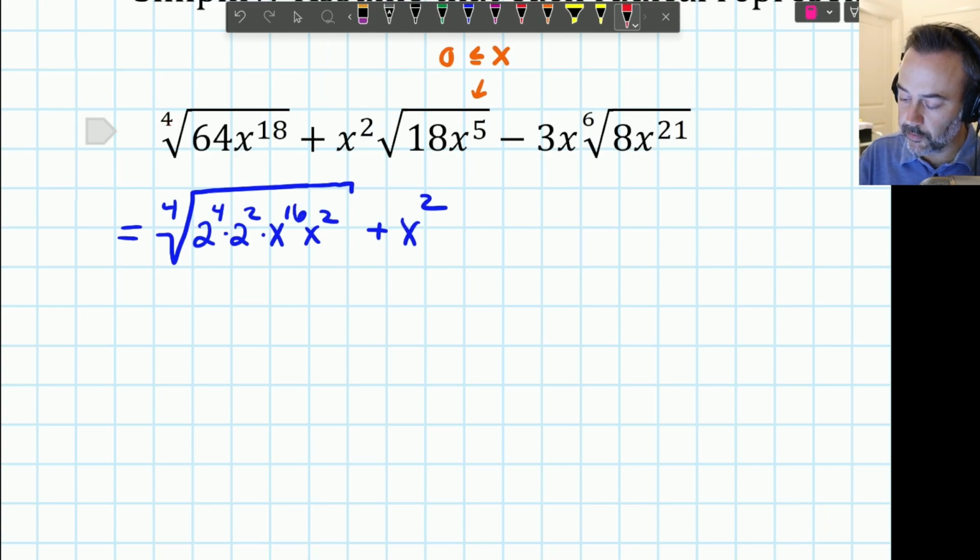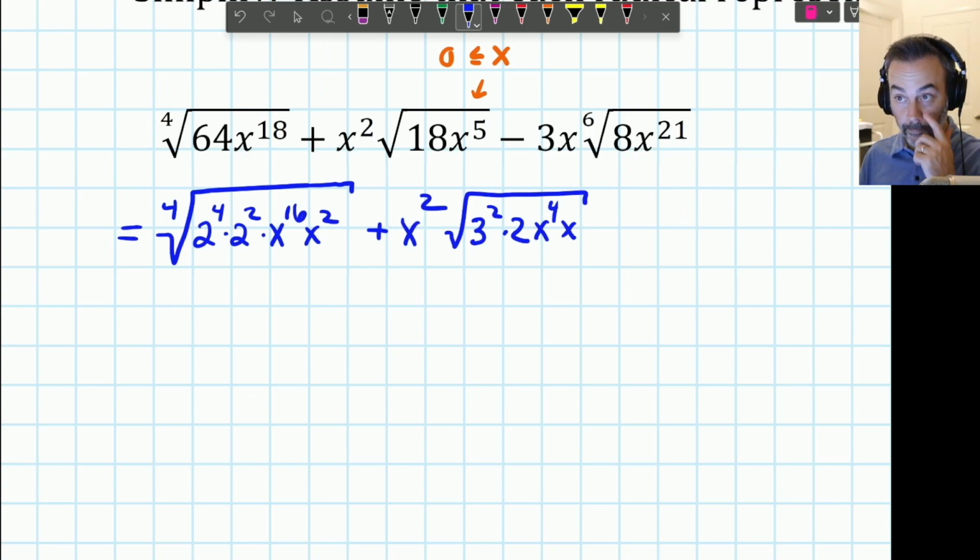Okay, now this first one was a 4th root. This is a square root. So now underneath this, I want powers of 2. So this will be 3 squared times 2. And x to the 4th times x. And I'll put a square root over all that. Okay, and I like the x to the 4th there because 4 is a multiple of 2.